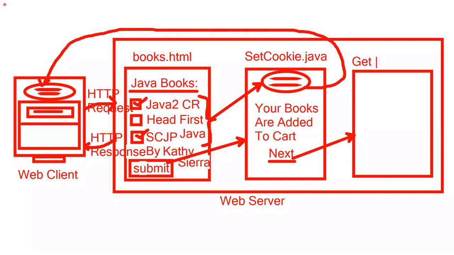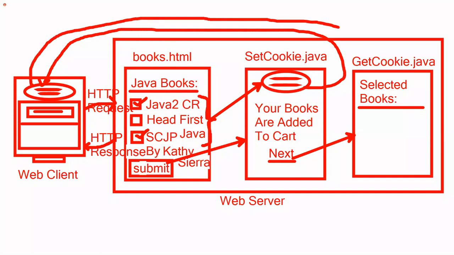GetCookie.java. Here, what are the items you selected? Selected items or selected books. You can bring the books from the client and display them. Whatever you selected, those books we have to display. This is our task. Write this one.